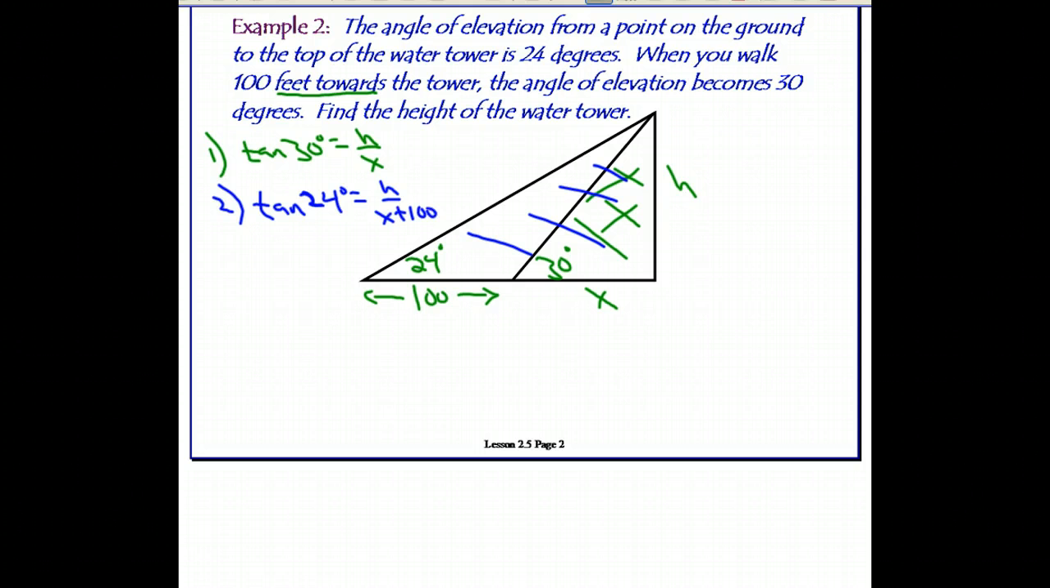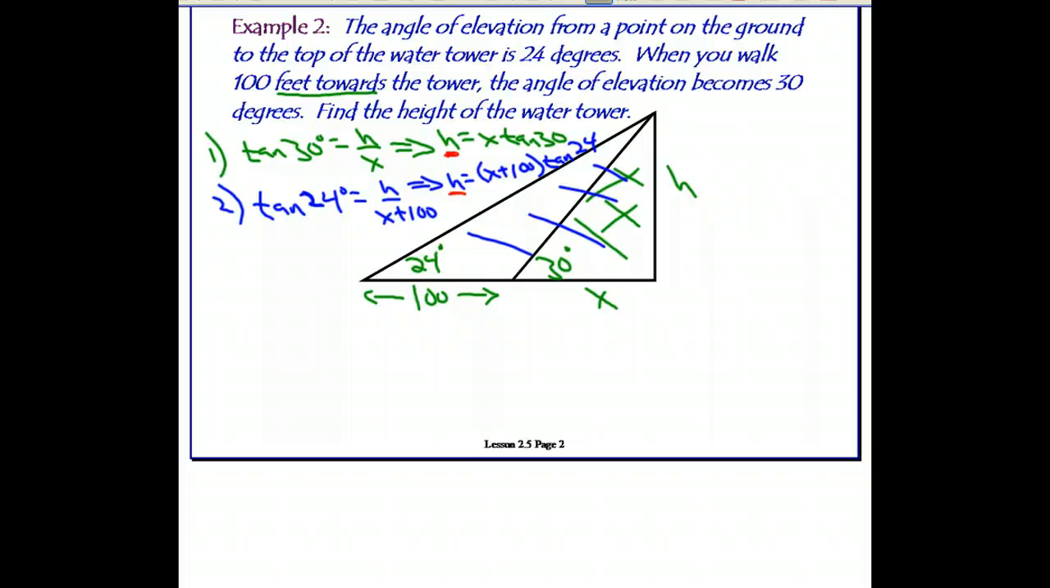First equation, cross multiply. H equals x times the tangent of 30. Second equation, cross multiply. H equals x plus 100 times the tangent of 24. Right, this is all just like the previous problem. And you might even think, can't I just memorize an equation out of here? And it turns out you could if you want to memorize it. Okay, both those equal h.